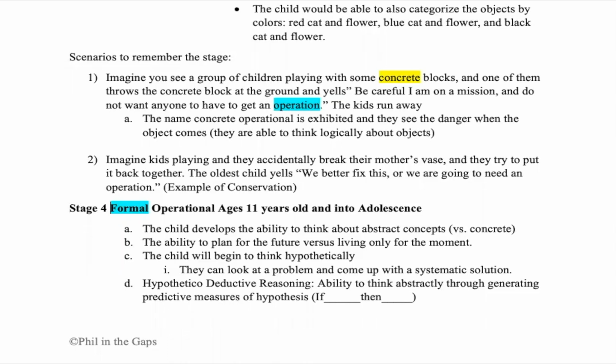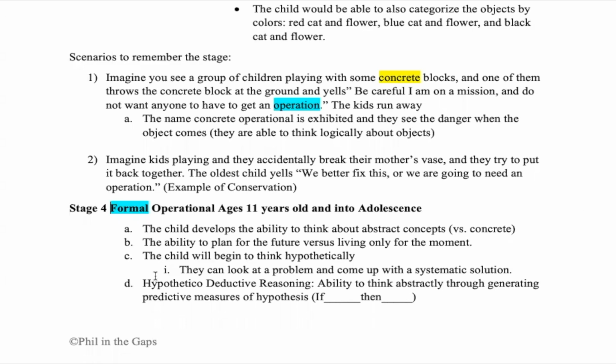So this is where the child or individual will begin to think hypothetically of if this happens, then this other thing can occur. So they can look at a problem and come up with a systematic solution versus just being like, I'm coming in like a wrecking ball and doing whatever feels right. They're able to think and say, if I do this, there could be this consequence. So if this consequence is something that I'm not too afraid of, I'm just going to do it anyway. So that is where hypothetical deductive reasoning is going to come into play within the formal operational stage.